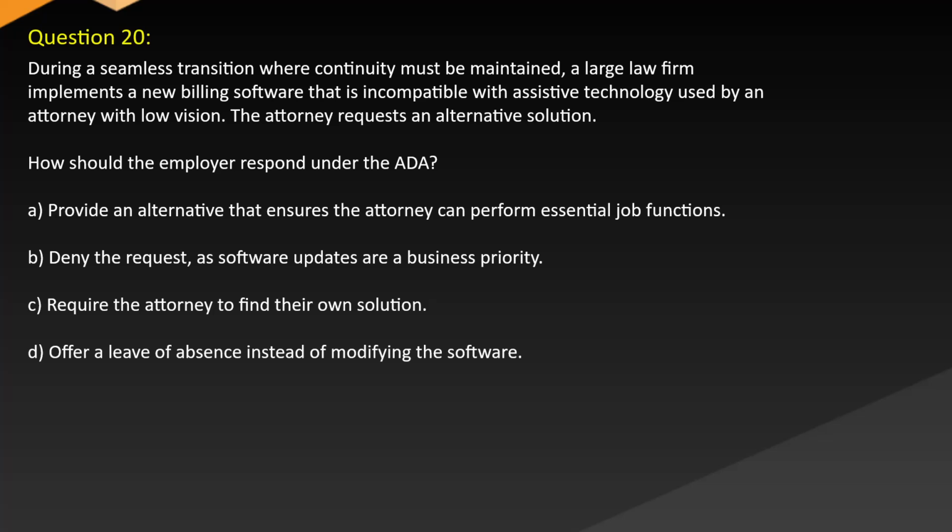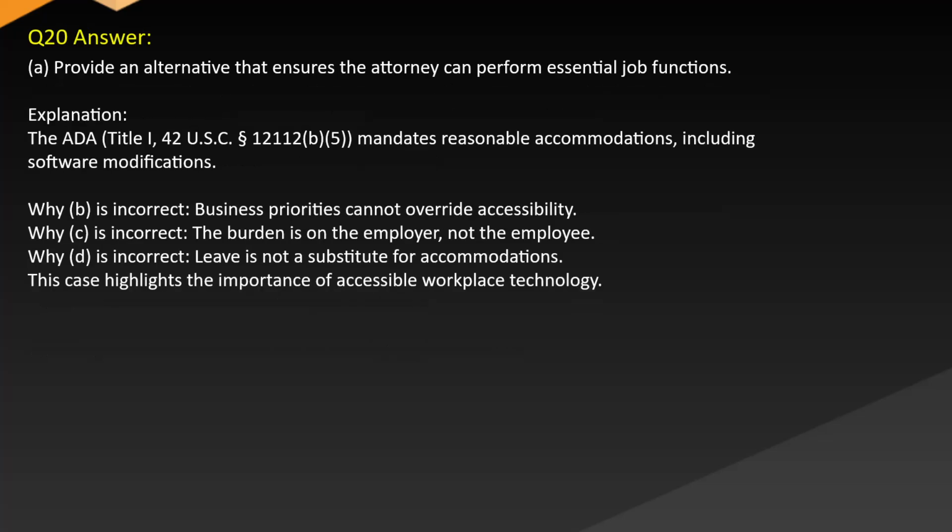B. Deny the request, as software updates are a business priority. C. Require the attorney to find their own solution. D. Offer a leave of absence instead of modifying the software. Answer A. Provide an alternative that ensures the attorney can perform essential job functions.